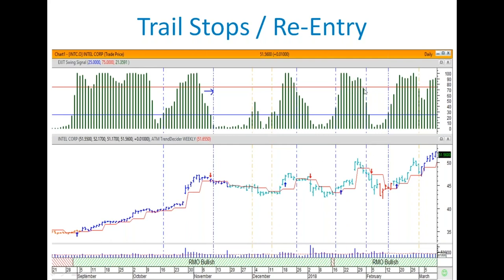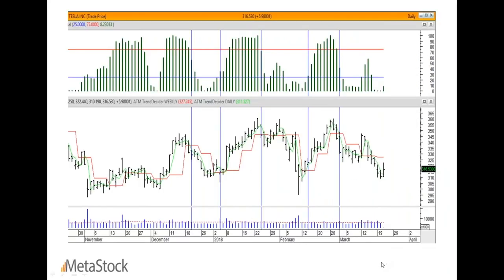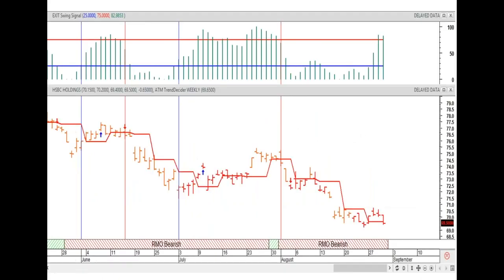If the exit swing rotates down, look at this one, below 75, I break the weekly level, I can at least exit. I'm not going short, but maybe get a quick 4 or 5 bar down and re-enter because the RMO is bullish. So a lot of tactical ways. Another way that I showed you was using the daily and the weekly together. That's another great way. So if the daily has gone above the weekly and the exit swing is getting above 25, that's again a great opportunity for me to buy. So more and more examples can be shown, but really that's the crux of it.